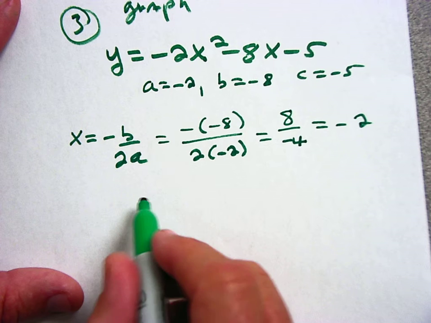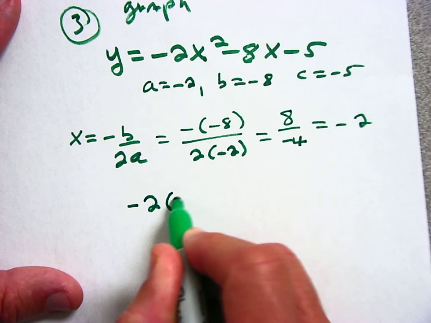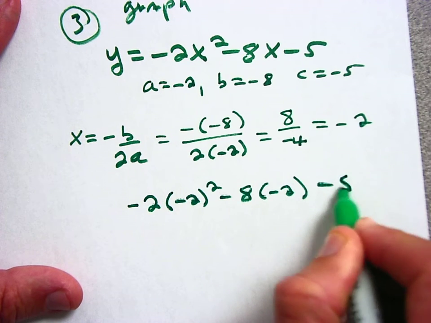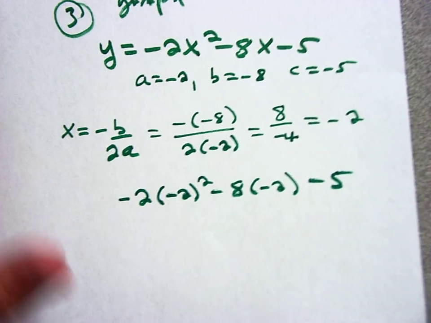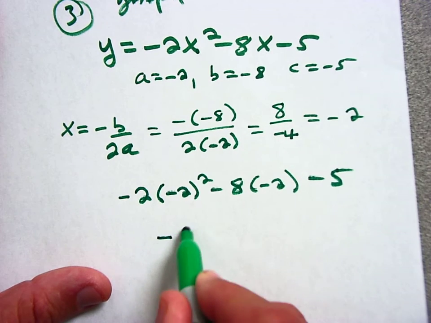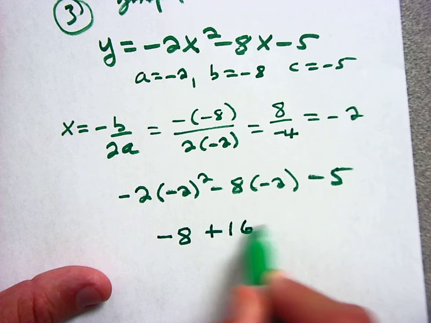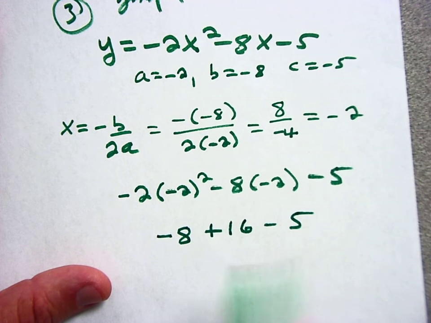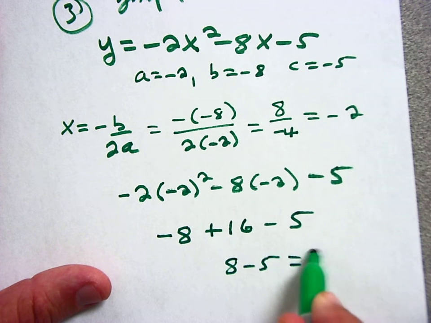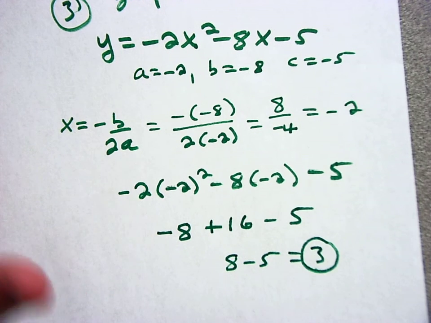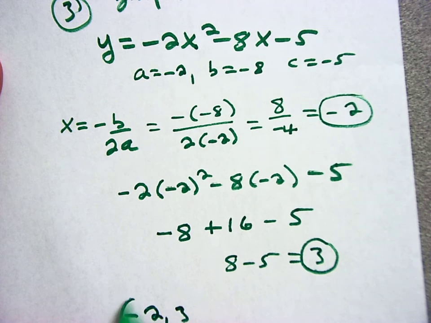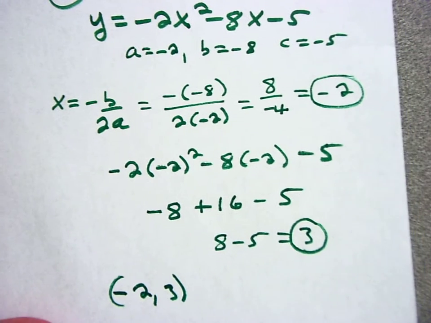To find the y value, I've got to take this whole equation, and everywhere I see x, I'm going to replace it with -2. Boy, this is a sign nightmare. You square that, and that's 4. And 4 times that will be -8. -8 plus 16 minus 5. That'll be what? -8 plus 16 is 8, and 8 minus 5 is 3. So your vertex is -2, 3. All right, we're good.